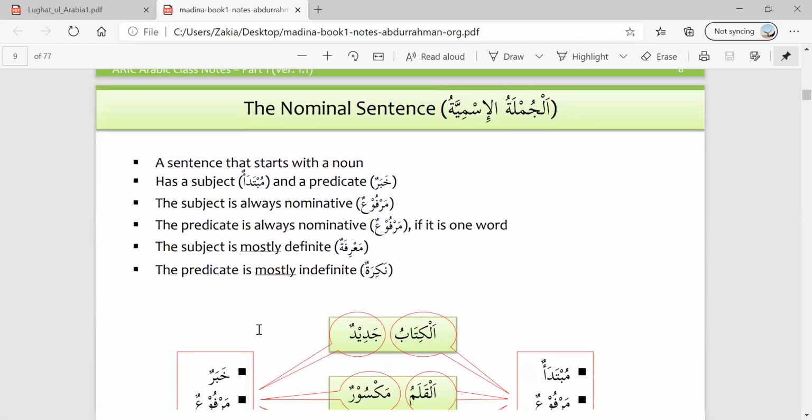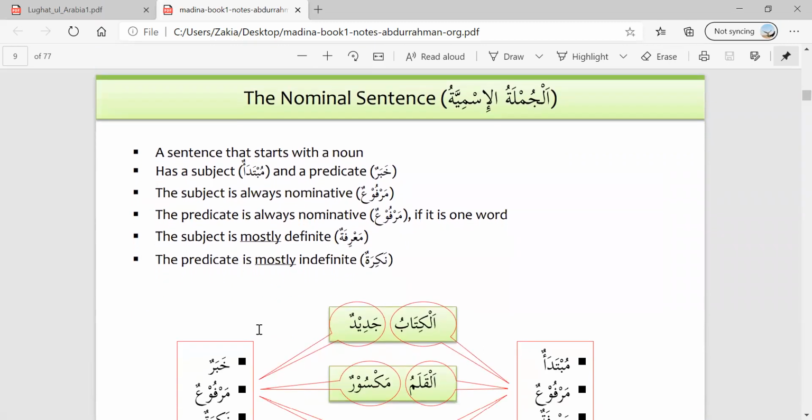So then we go on to our nominal sentence, which is called Jumla Ismiya, a sentence that starts with a noun. Ismiya, as we've said before, is a noun, a nominal sentence. It has a mubtada, which is a subject, and it has a predicate, which is a khabar. Now, the mubtada is the subject, what you are speaking about in a sentence, what you're focusing on, and your predicate is the information you are giving on that subject.